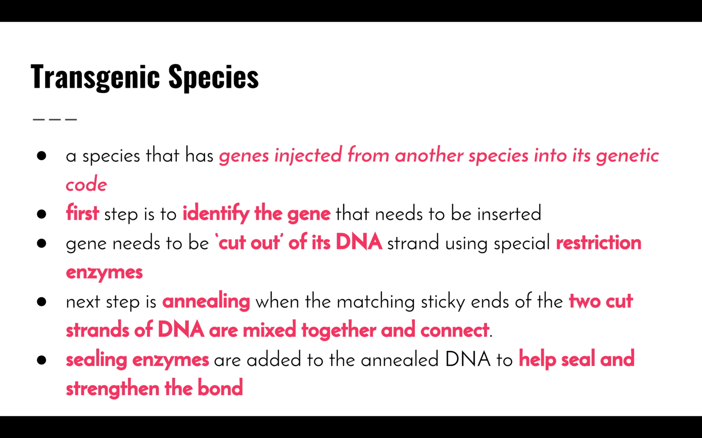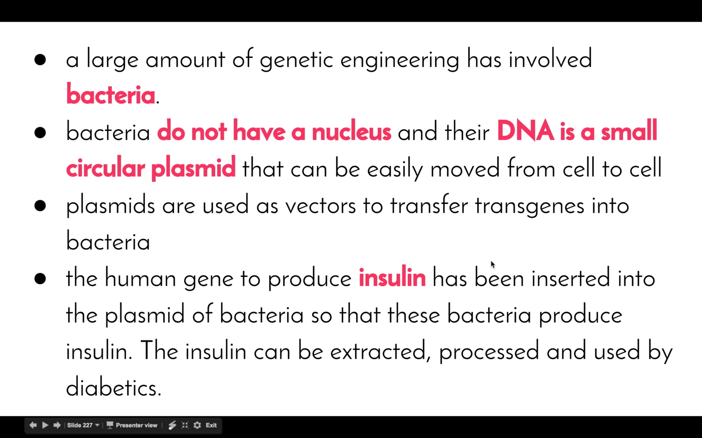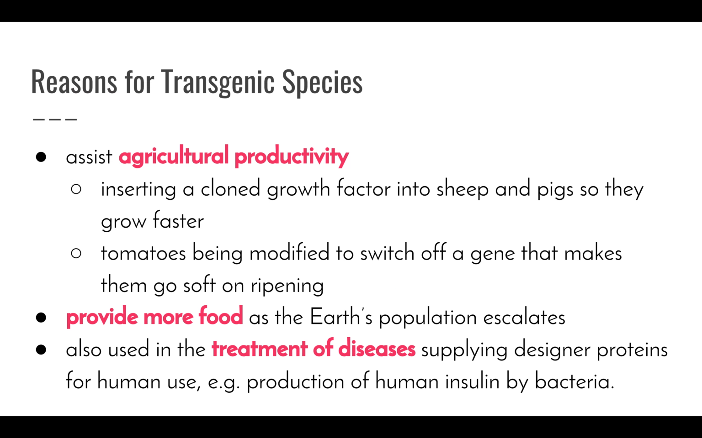A large amount of genetic engineering has involved bacteria. Bacteria do not have a nucleus, and their DNA is a small circular plasmid that can be easily moved from one cell to another. Plasmids are used as vectors to transfer transgenes into bacteria. For example, the human gene to produce insulin has been inserted into the plasmid of bacteria so that these bacteria produce insulin. The insulin can then be extracted, processed, and used for people that have diabetes.